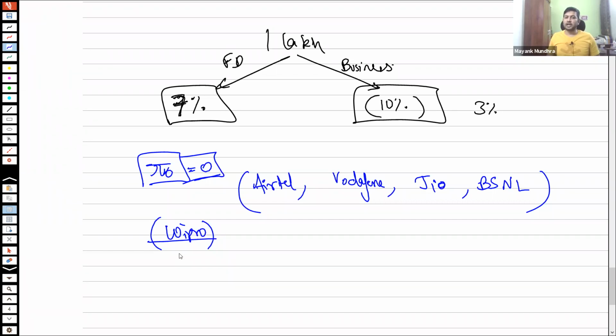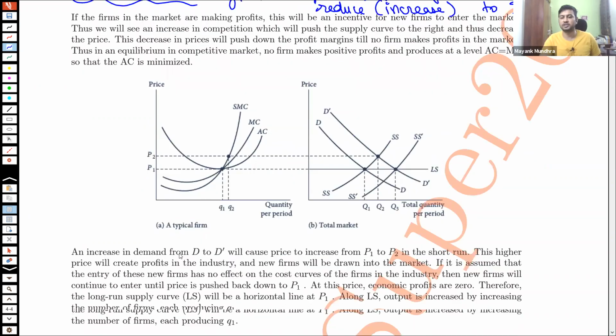So the idea is that in economics, we assume that all cost functions are accounting for the opportunity cost. And that's why all profits which are calculated are economic profits. So I'll clarify this with the help of the next example.